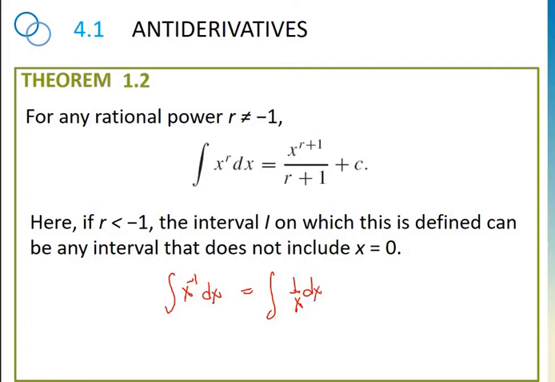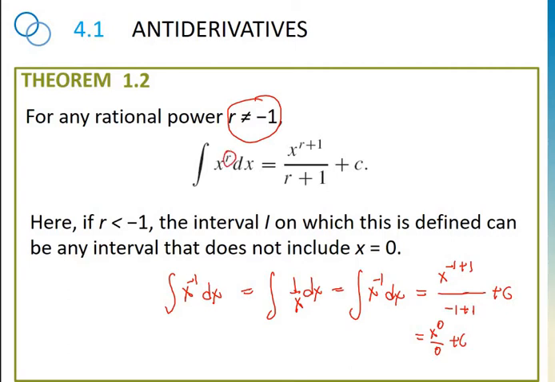But if you have it in this form, x to the -1 dx, and we use this rule, you will have x to the -1 plus 1 divided by -1 plus 1 plus c, and what happens? You will get x to the 0 divided by 0 plus c. This is the reason why r, the exponent, cannot be equal to -1, because then you will have division by 0, which is undefined.